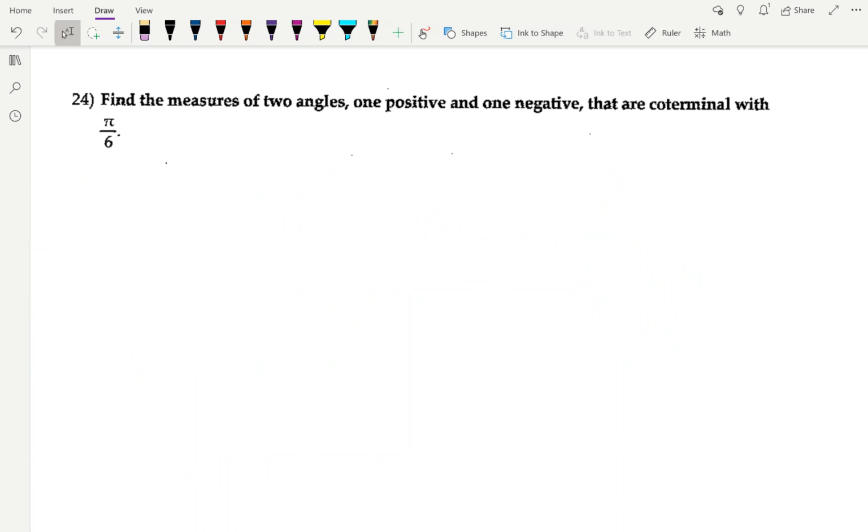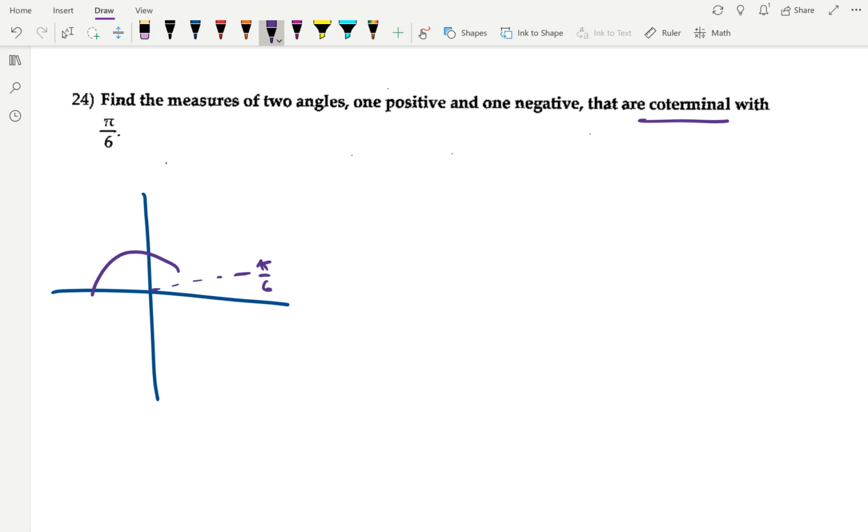Find measures of two angles, one positive, one negative, that are coterminal with pi over 6. Okay, so let's go ahead and draw our axes there, and let's put in a line at pi over 6 here, and they want some coterminal angles. So they want you to swing the door around this way, one positive and one negative, and then we'll also swing the door back around the other way.